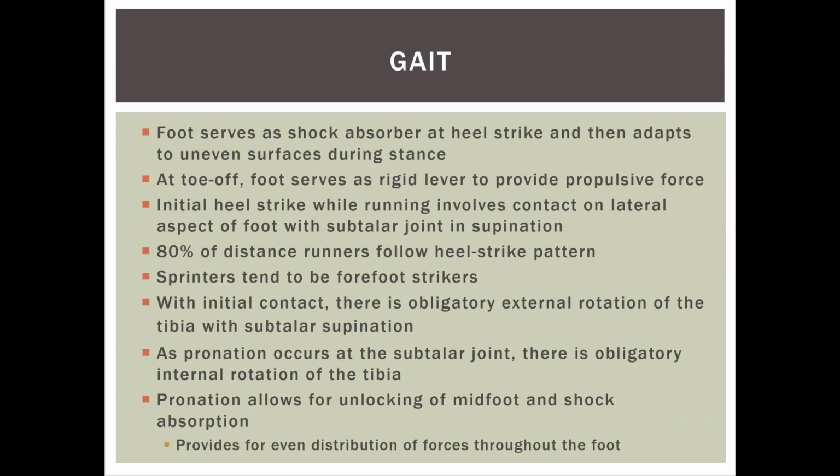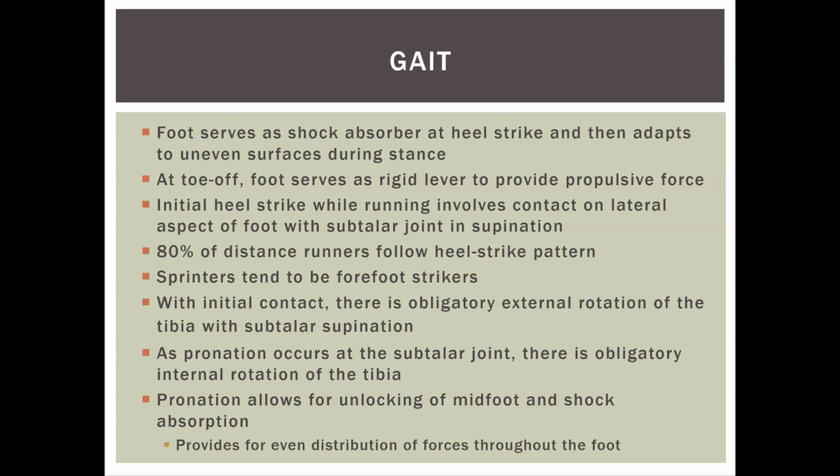80% of distance runners follow a heel strike pattern. Sprinters tend to be forefoot strikers, and that's one of the reasons when you look at a sprinter's shoes or their track spikes, all the spikes are at the distal portion of the foot, because they do have that forefoot striker ability.